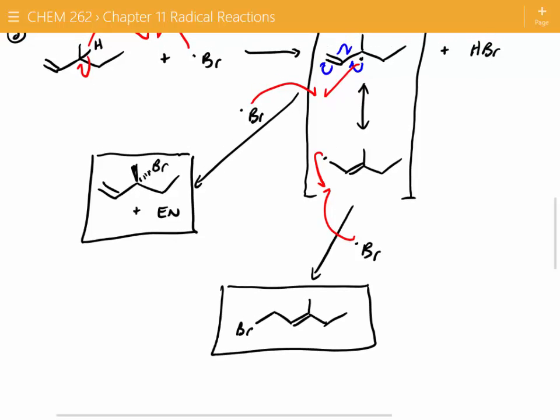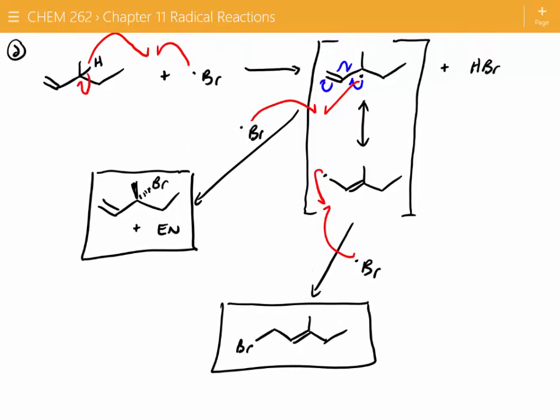Are both considered major, or is one worse? Both are considered potential products. If you look at the resonance form on the top, it's the more stable radical, so those are going to be your major products. The one with the bromine coming off of the end will be your minor product.